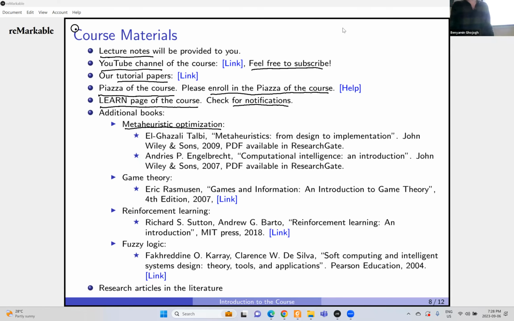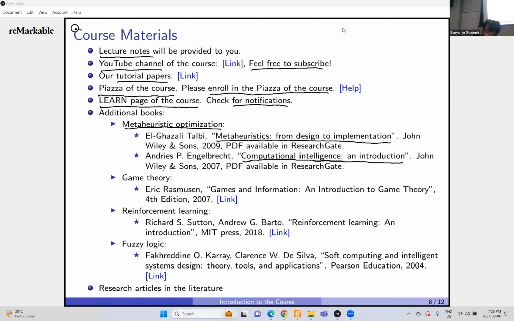So this book, Metaheuristics: From Design to Implementation, by El-Ghazali Talbi, and another book, Computational Intelligence: An Introduction, by Andries Engelbrecht. Both of these are available. Their PDFs are available on ResearchGate. If you search this, you will find them.